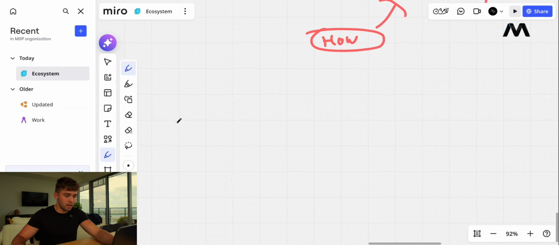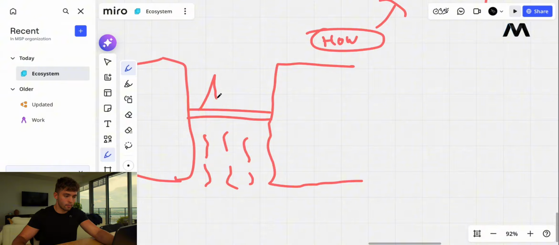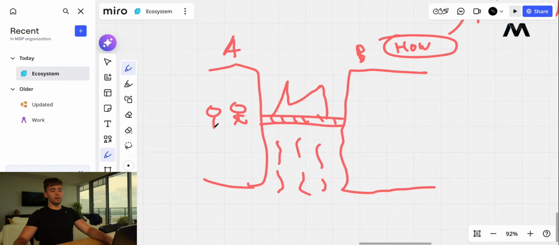let's do this example right here. Let's say this is a big cliff, like the Grand Canyon. And there's a bridge, and there's another cliff. And over here, there's a river. Okay, this is the bridge. And you and your friend are on side A, and this is side B. You are on this side with your friend, which is basically you with your prospect on the sales call.